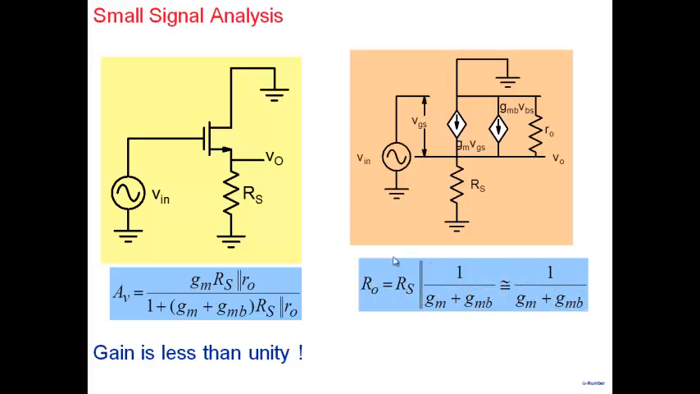And output resistance is RS parallel with the resistance looking into the source. You can get it from here, or you could get it from here also. Output resistance means resistance looking down, which is RS, in parallel with the resistance looking into the source, which is 1 by (gm plus gmb). Normally RS will be much larger than this term, and so output resistance is simply 1 by (gm plus gmb). So output resistance is low, but not as low as a common collector amplifier. Okay, so low here means a kilo ohm.